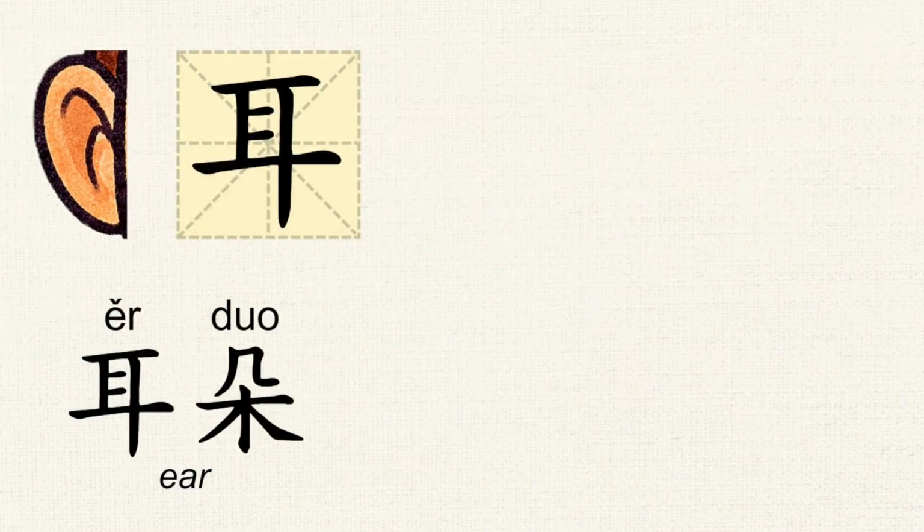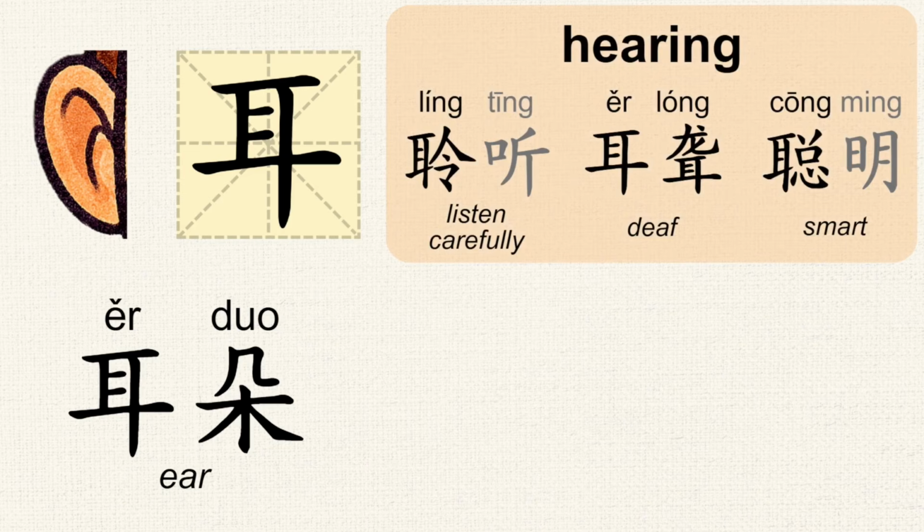Next up, we have the ear radical, er. The ear's main function is of course hearing. Lingting means to listen respectfully. Erlong means deaf. And congming means smart, though its literal meaning is good at hearing and at seeing.